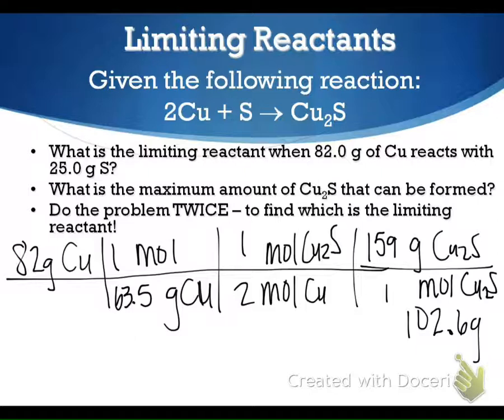So if copper runs out first, if that 82 grams of copper that we put in runs out first, that would be our limiting reactant, and we'd only end up with 102.6 grams of copper sulfide. So now we want to do it with sulfur. So we're going to start with our 25 grams of sulfur.